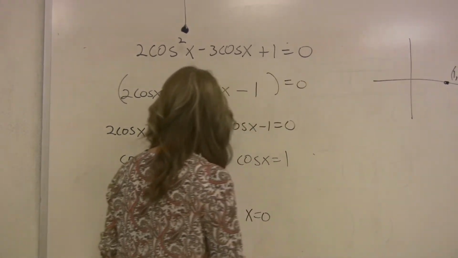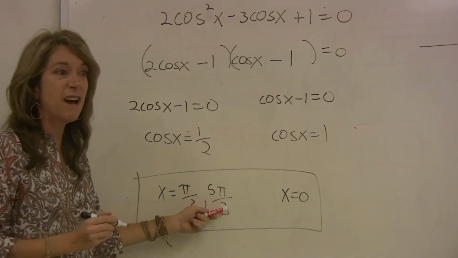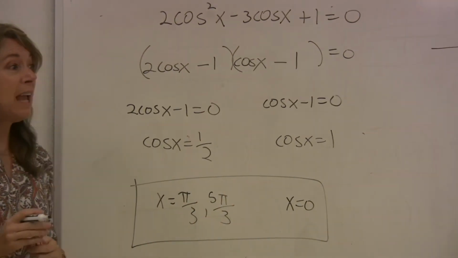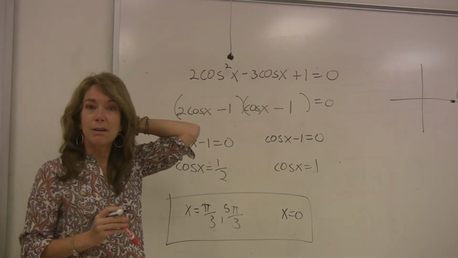X equals 0. So the answer to the whole problem is all three of these: pi/3, 5 pi/3, and 0. Any of those angles will make the original problem, which I've now erased, a true statement.